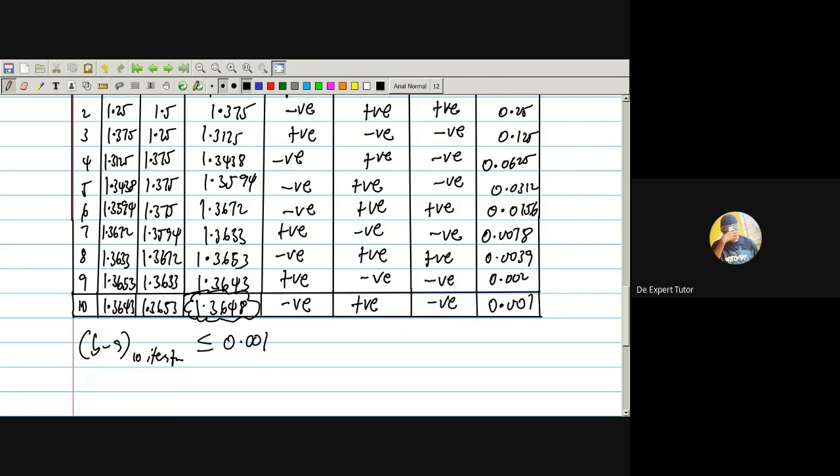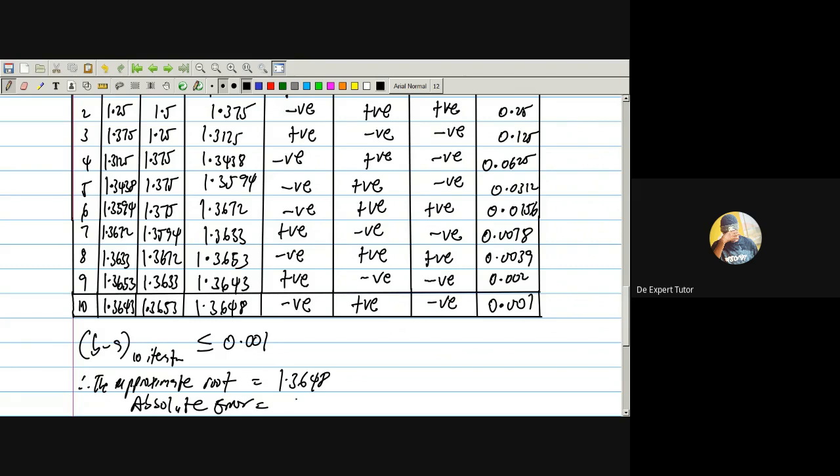Yes, approximately this is our root. Let me conclude this way: therefore the approximate root is equal to 1.3648. And I'll need to add some error to it. And what's my absolute error?